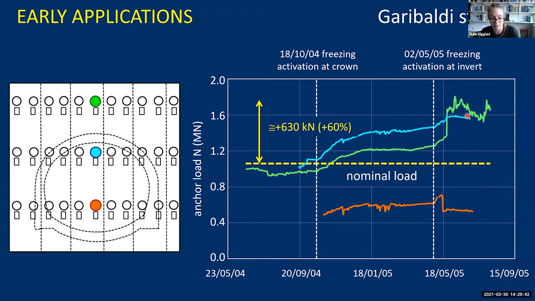And why should a lens of increasing thickness develop behind the diaphragm wall? This is due to suction. The freezing water is sucking more water towards the freezing front. We'll come back to this.